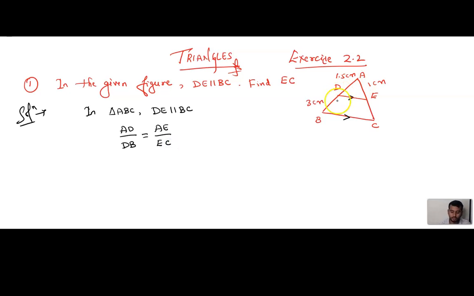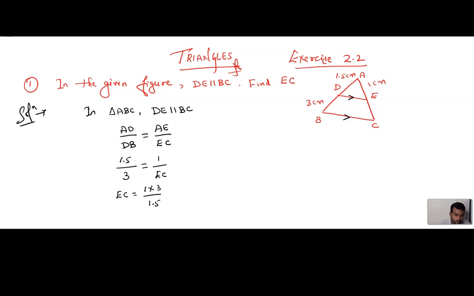Now substitute the values. What is AD? 1.5. What is DB? 3, equals AE, which is 1. EC we don't know, keep the term as it is. Now cross multiply: EC is equal to 1 into 3 divided by 1.5. EC is going here, 1.5 is coming down, so 3 is going near 1. Correct, children? Is this clear?